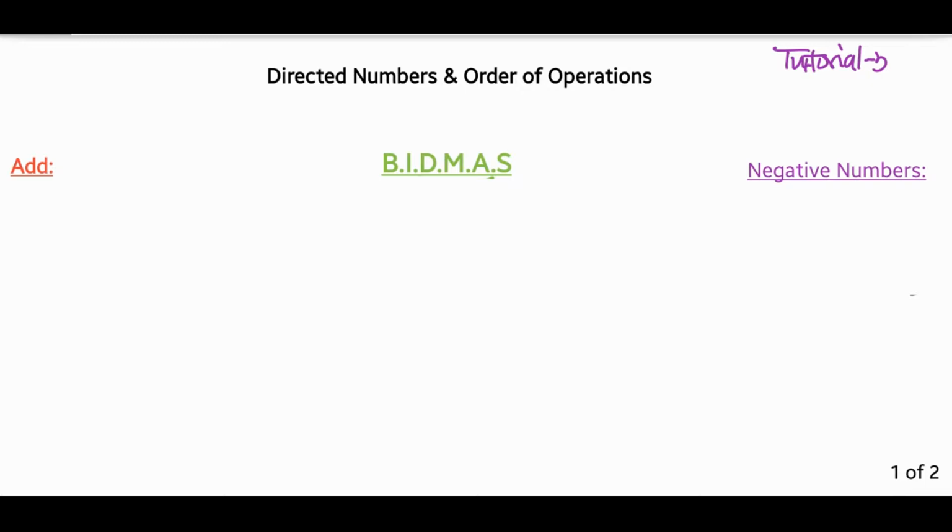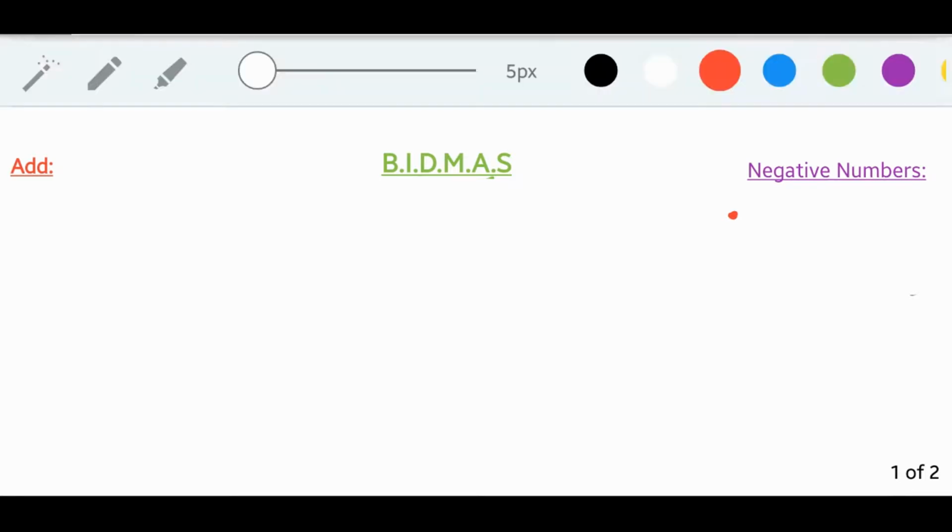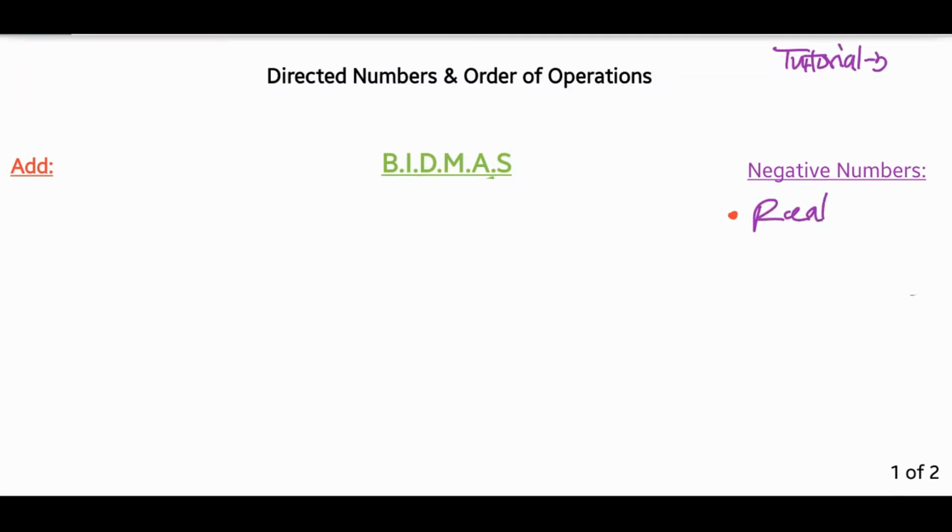Now negative numbers are numbers. First of all, these negative numbers are real numbers. I'm using the wrong color. It should be the real numbers or the negative numbers. And then negative numbers must be less than 0, of course. So these are the basic conditions of a negative number.